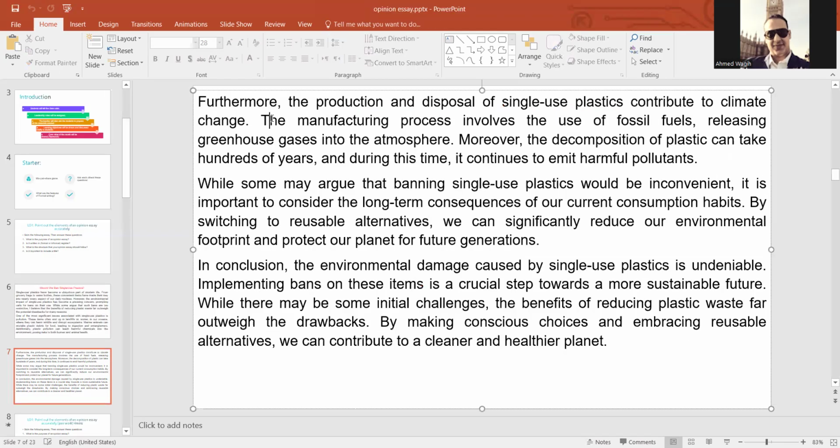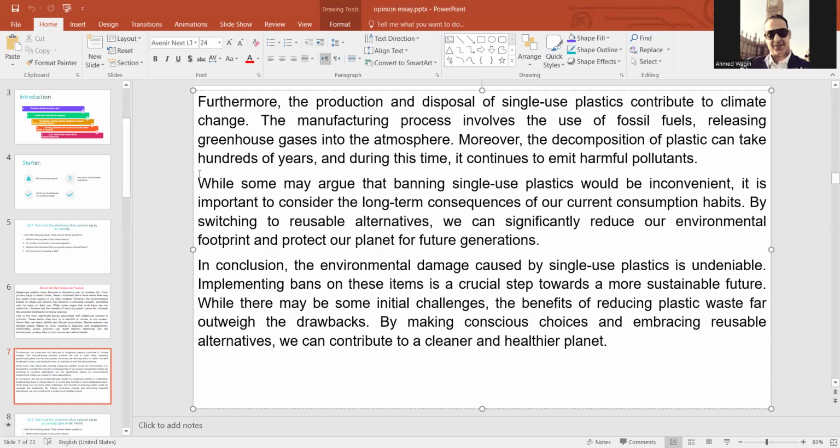What about the second one? Furthermore here means you're adding to this point, so you're still in the same point of view. Furthermore, the production and disposal of single-use plastics contribute to climate change. The manufacturing process involves the use of fossil fuels, releasing greenhouse gases into the atmosphere. Moreover, the decomposition of plastic can take hundreds of years, and during this time, it continues to emit harmful pollutants.